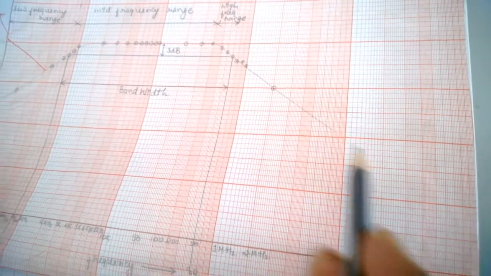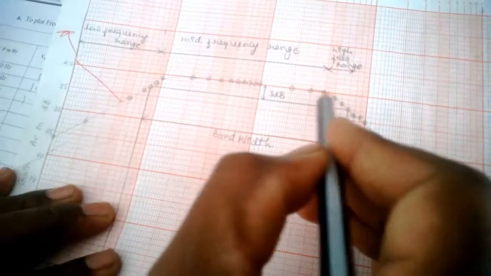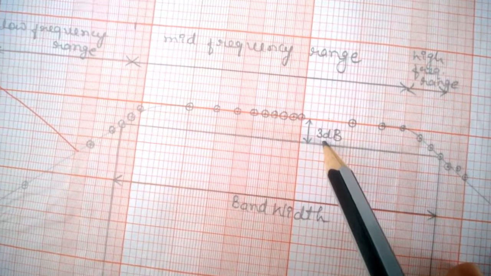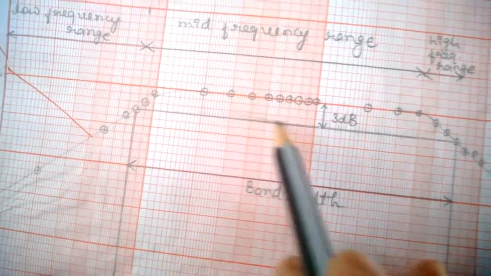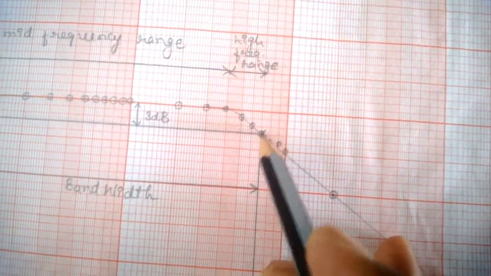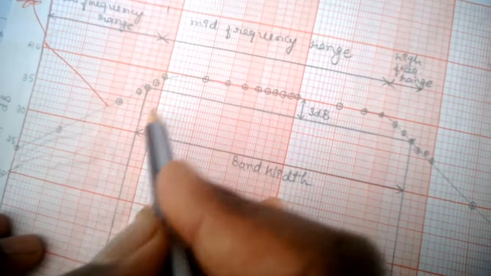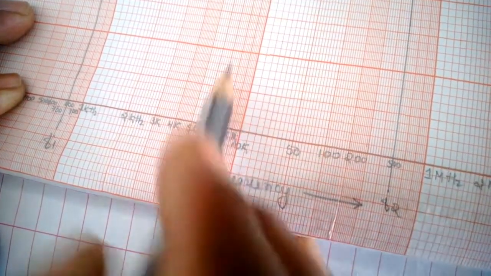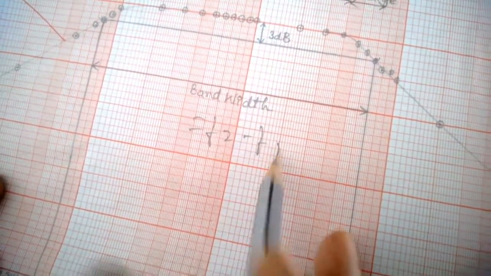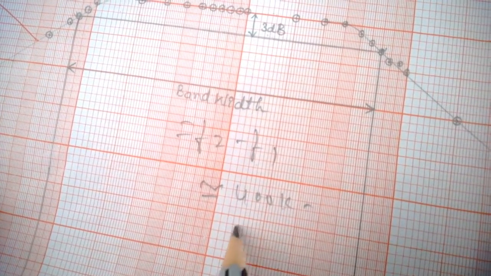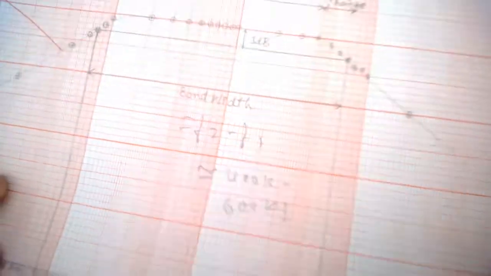Where you are getting the constant value, from there take 3 dB down and mark a line. Where the curve exactly crosses this line, draw a vertical line. Say this is F1, frequency 1, and this is F2, frequency 2. The bandwidth is equal to F2 minus F1. You are supposed to get 400 kilohertz to 600 kilohertz. So this is your CE amplifier output.